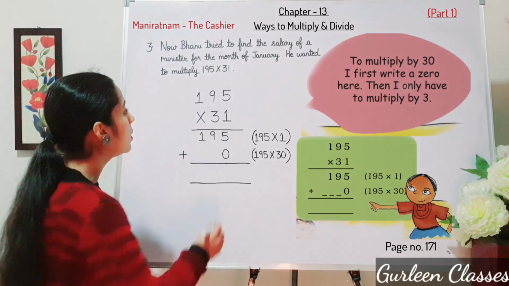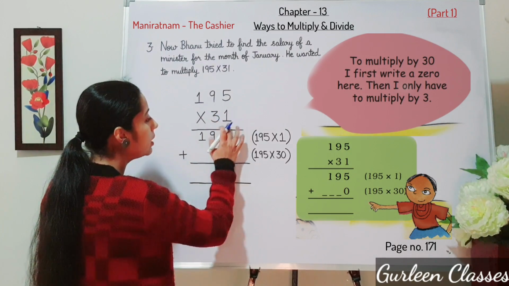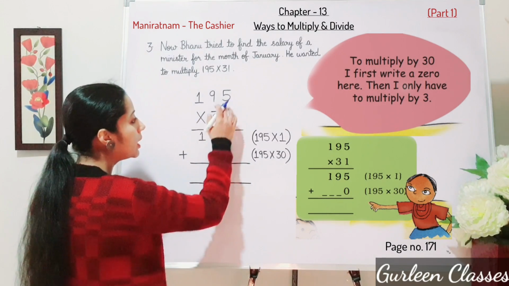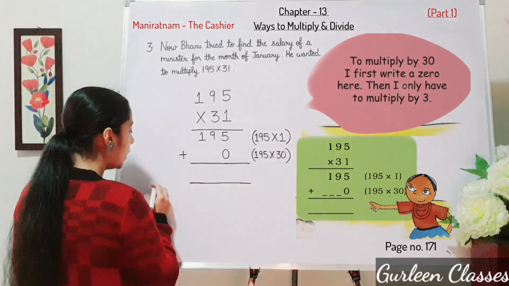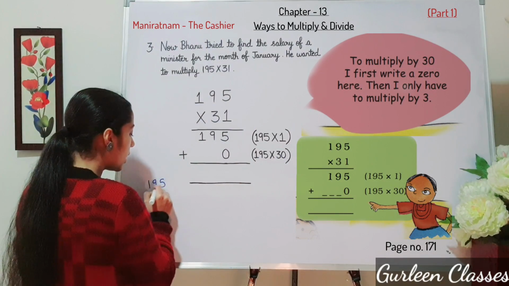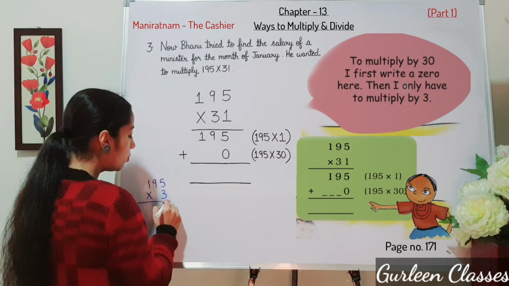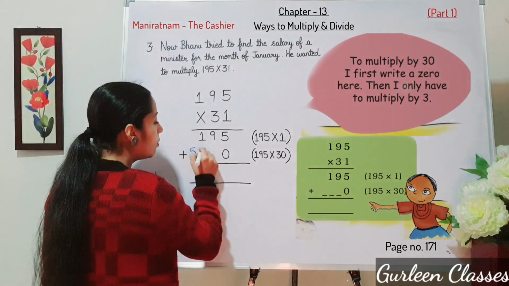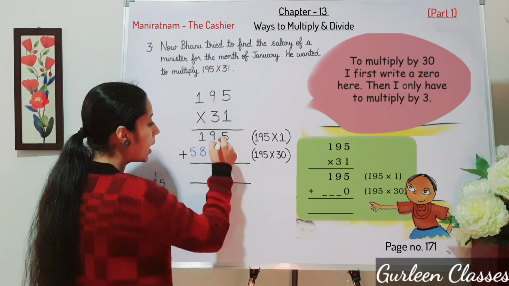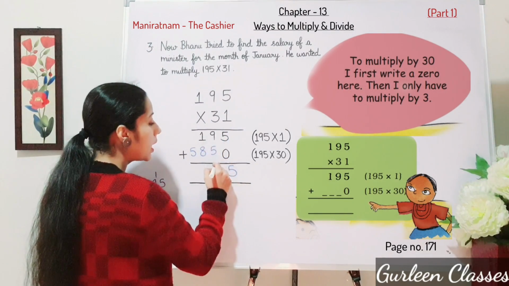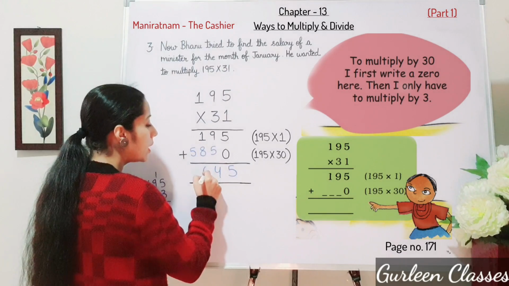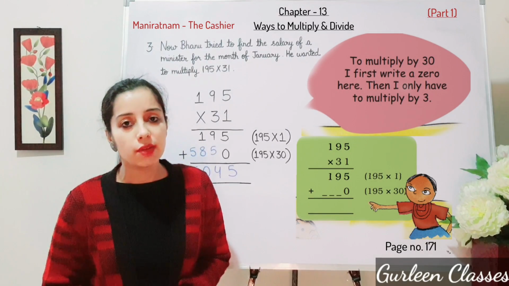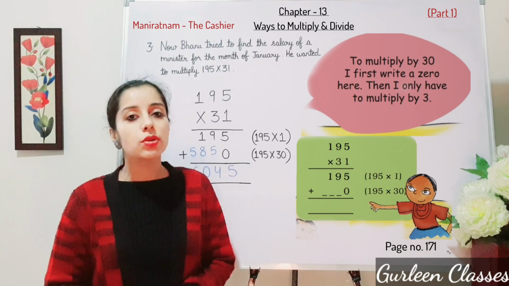So here first we will multiply 195 by 1. That is 195. Then 195 into 3. So let us multiply 195 into 3. 5 3s are 15, and 5. So right here 585. Now add: 5 plus 0, 5. 9 plus 5, 14. 8 plus 1 and 1, 10. 5 plus 1, 6. So the answer is coming 6045.